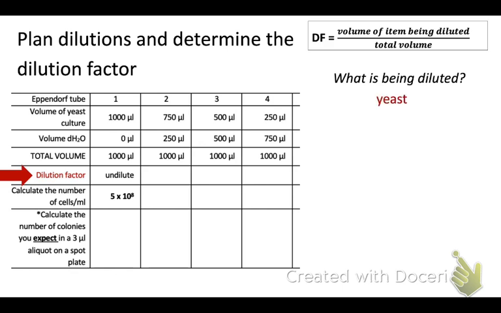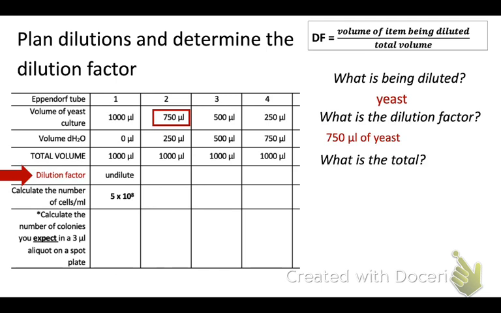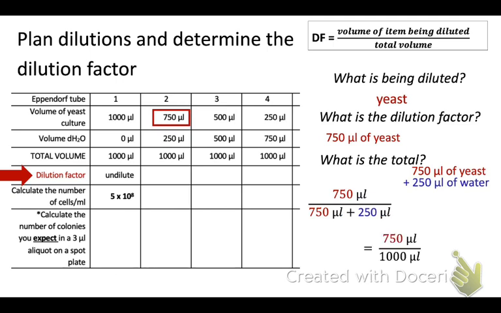What is being diluted? Well, it's the yeast cells that are being diluted. And we've got 750 microliters of the yeast cells. What is the dilution factor then? Well, we've got the 750 microliters of yeast. What's the total volume? We're going to add the 750 microliters of yeast plus the 250 microliters of water, and that gives us our total that I just mentioned, which is 1,000 microliters. So we've got the yeast, 750 microliters over our total, yeast plus water. We can simplify that to 3/4. And what we're going to do with that is simply plug that number into our table. And in just a second, you'll see what we're going to do with that.